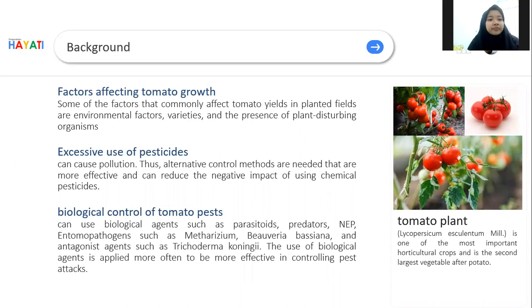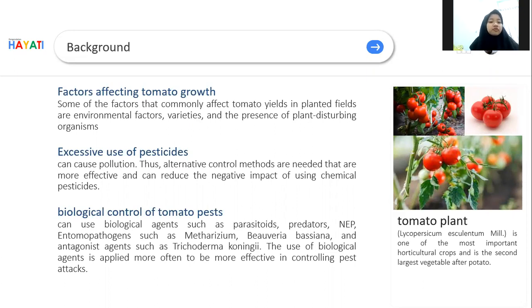First, background. Factors affecting tomato growth. Some of the factors that commonly affect tomato yields in the plant field are environmental factors, varieties, and the presence of plant-disturbing organisms. Excessive use of pesticides can cause pollution. Thus, alternative control methods are needed that are more effective and can reduce the negative impact of using chemical pesticides.